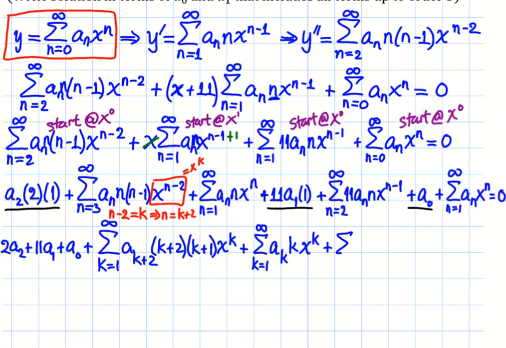this we do start from x to the k power. So n minus 1 is k. So n is equal to k plus 1.